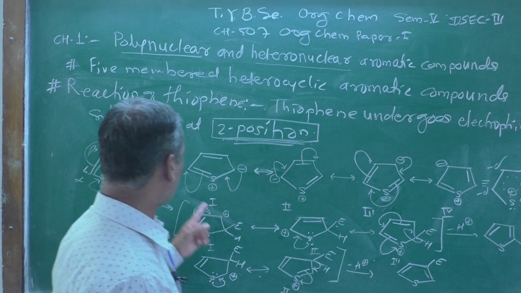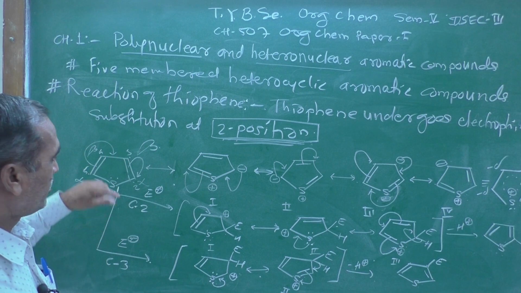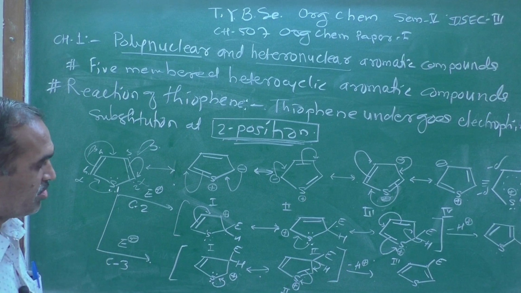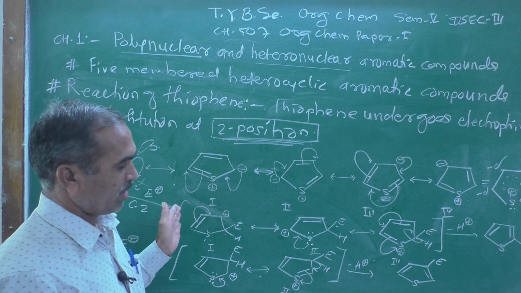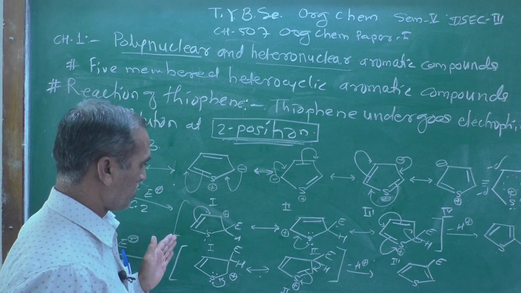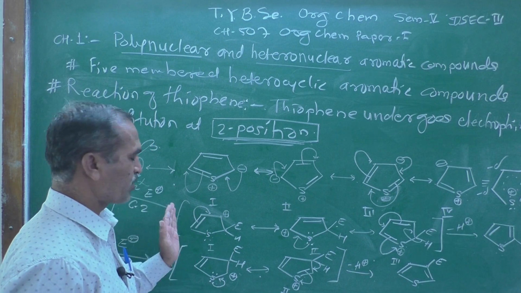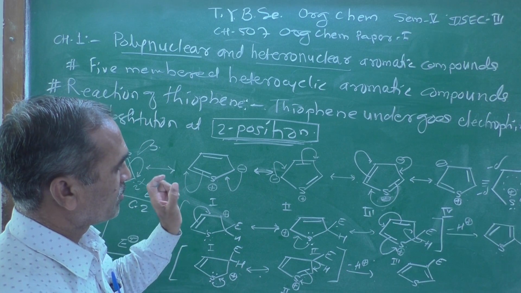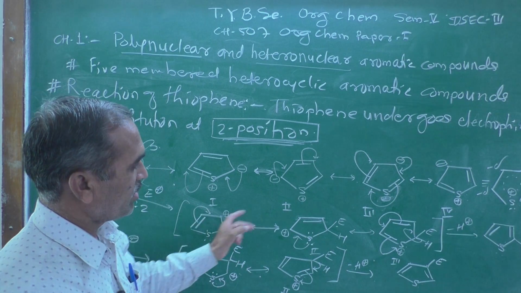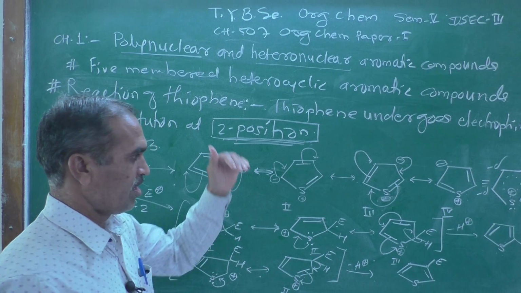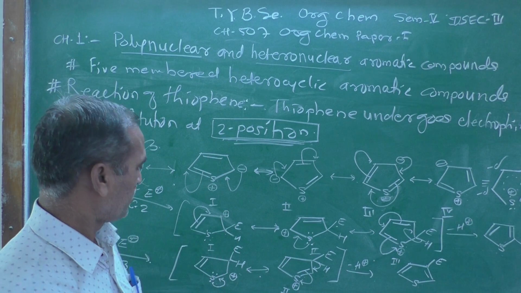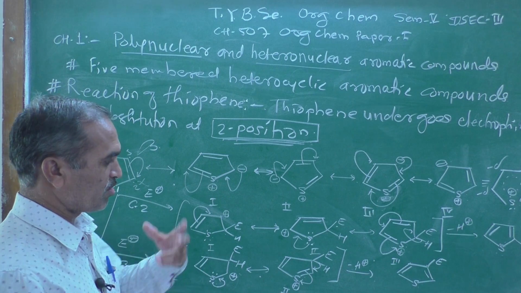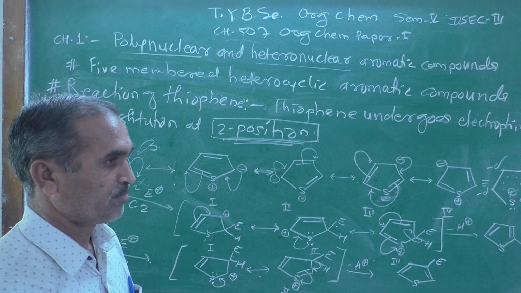But when we draw the actual attack of the electrophile at the C2 position as well as the C3 position and see the resonating structures, in one case, when the electrophile attacks at the 2 position, we are getting 3 resonating structures and aromatization back. But in the case when the electrophile attacks at the 3 position, we are getting only 2 resonating structures.